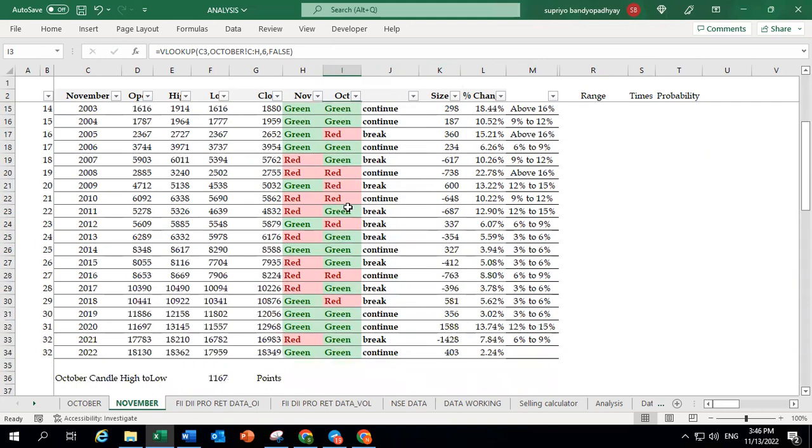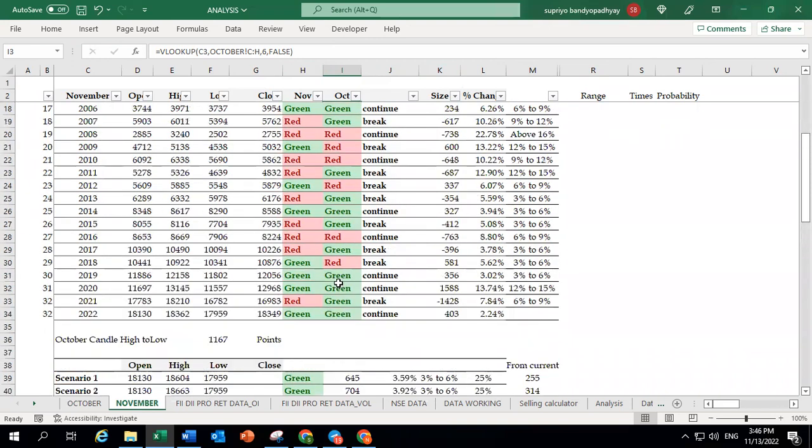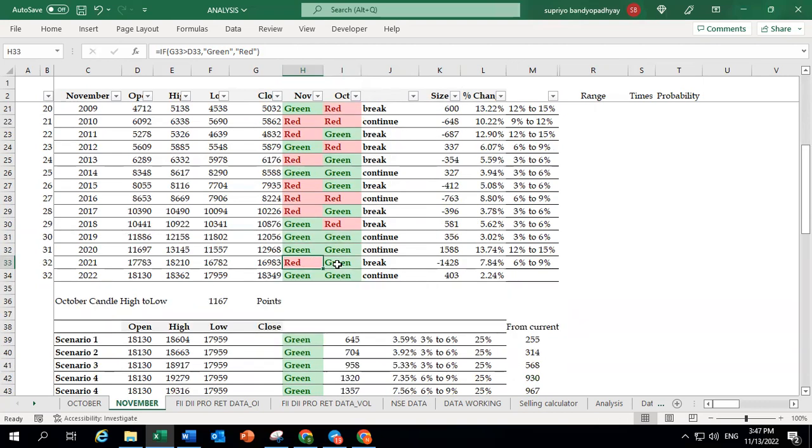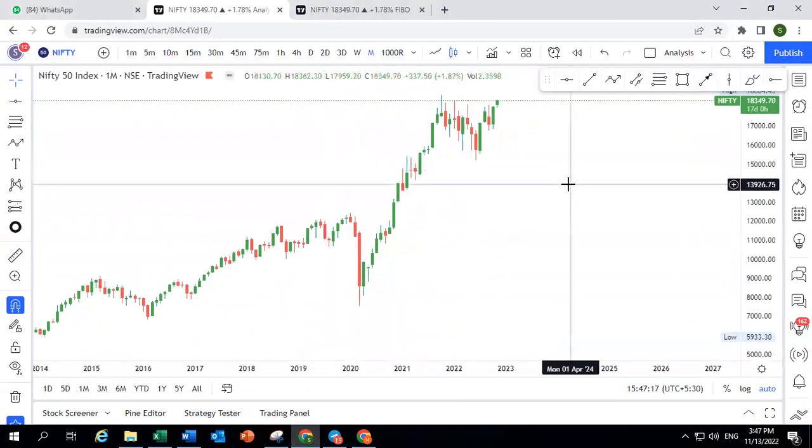And if you go down and see, now 2019 October was green, November was green. 20 October was green, November was green. But what you see in 21, October was green, but November was red. Now this is an aberration. This is a deviation. So to validate the theory, what I did is I went back to the chart. This is the monthly chart.